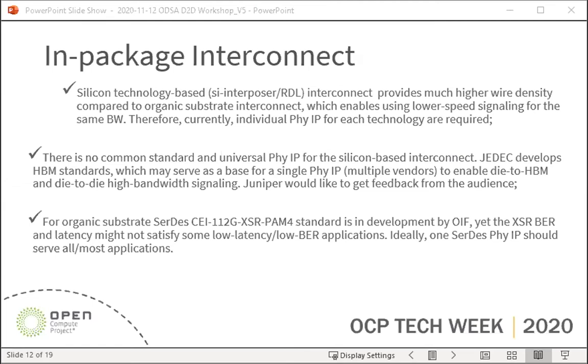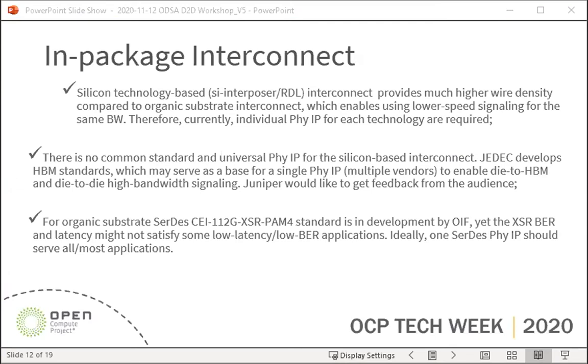Of course, the challenge I see is that for some applications, especially probably for ML and AI, the BER and latency requirements might not be as good as ML and AI applications need. And maybe there is something which can be done to have a universal IP to be able to satisfy several markets. Once more, ideally, we can have one IP which will serve all needs on organic substrate. That would be probably a good idea.